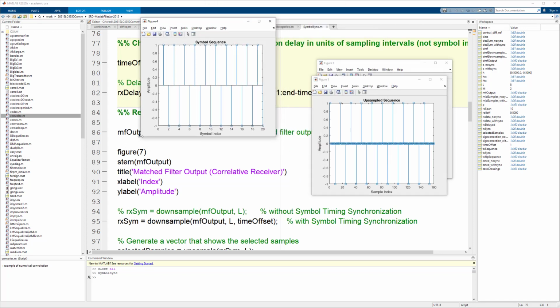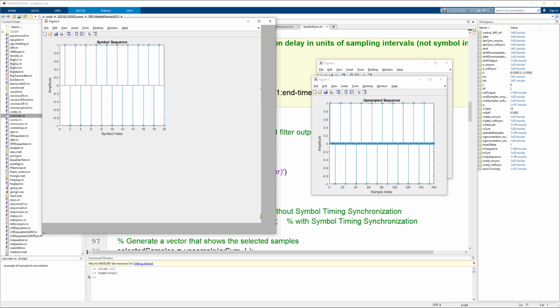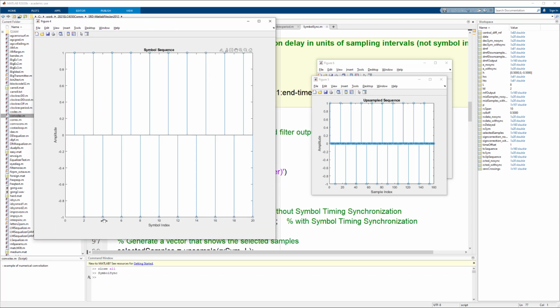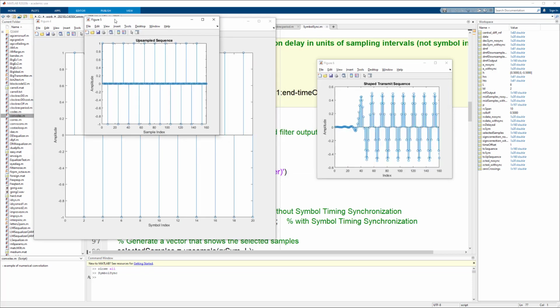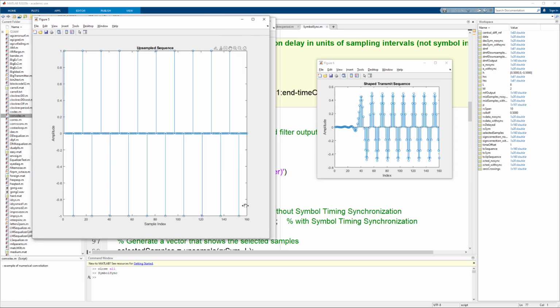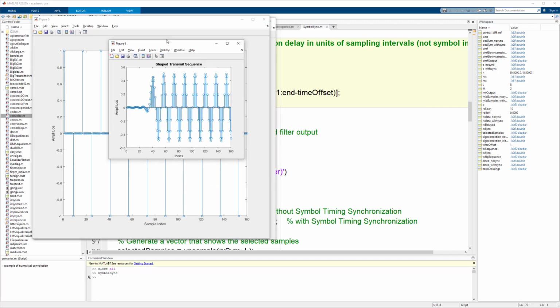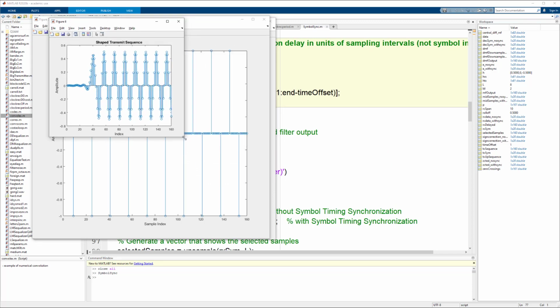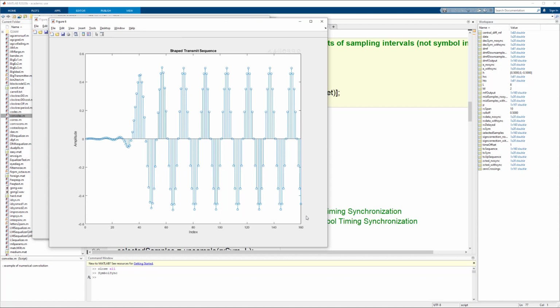So we see here on figure 4, indeed, we have all these binary symbols that give us 1 and a -1. On figure 5, we have the upsampled sequence with all these zeros padded in between those 1 and -1s. Figure 6 gives us the transmitter symbol, that is the symbol convolved with the square root raised cosine.